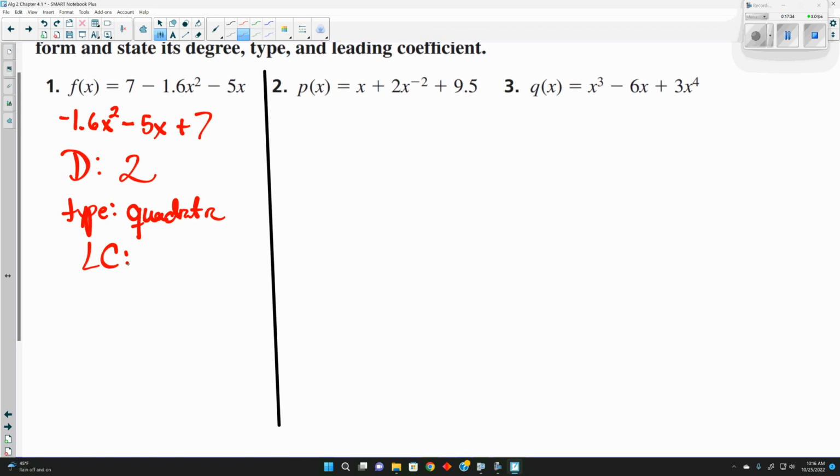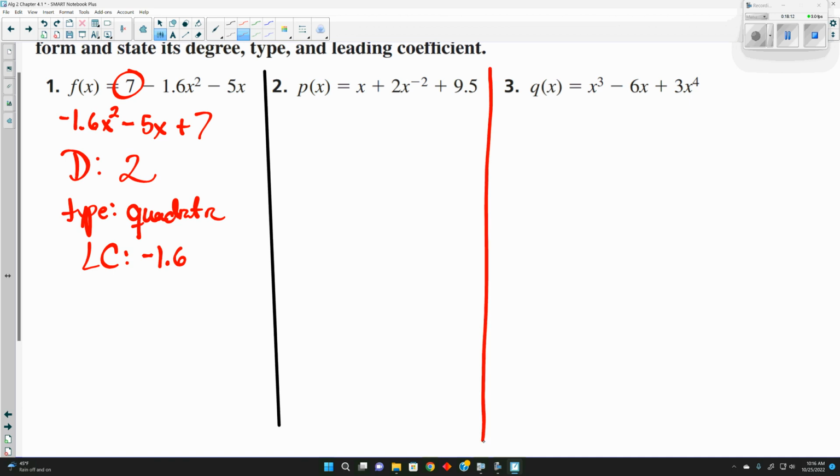Leading coefficient is negative 1.6, because the leading coefficient is always going to be the number in front of the variable with the biggest exponent, once we get it in standard form. If we grabbed it from the beginning, the first number was. If it's in standard form, it will be the first number. And if there's not a number specifically written there, it's understood to be 1.